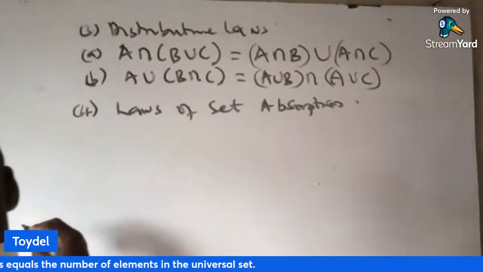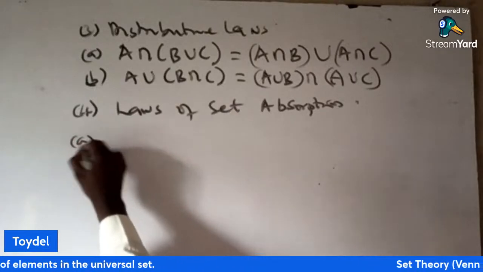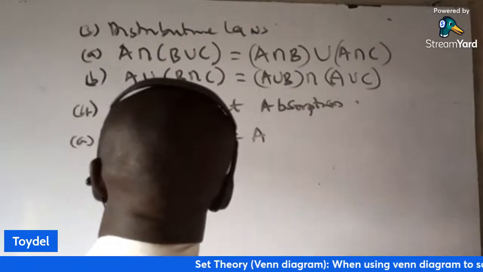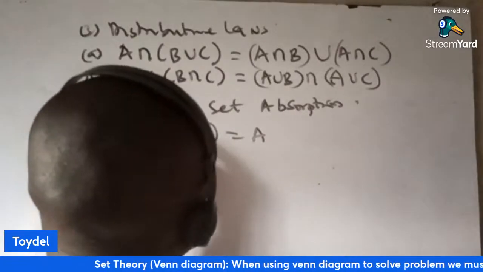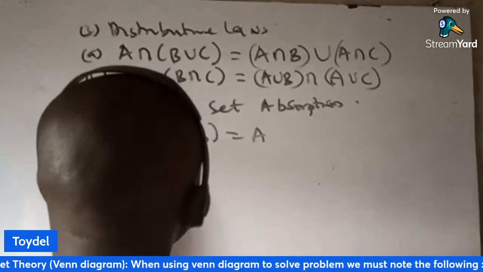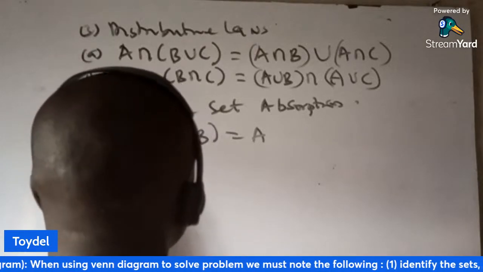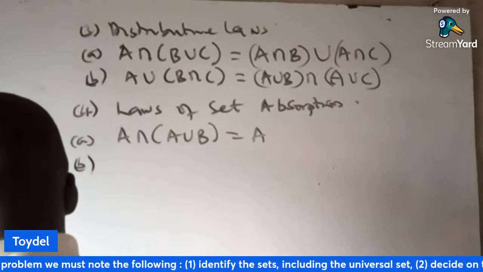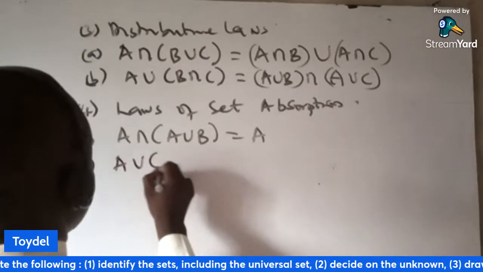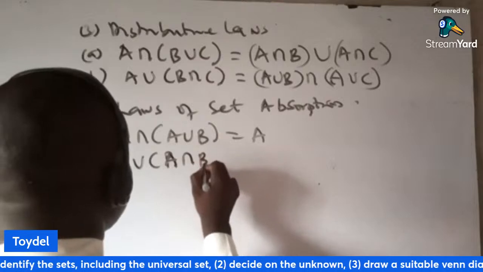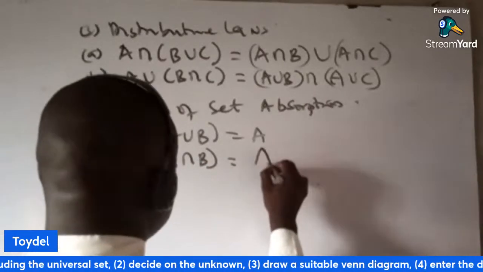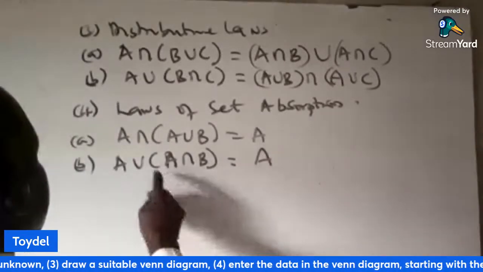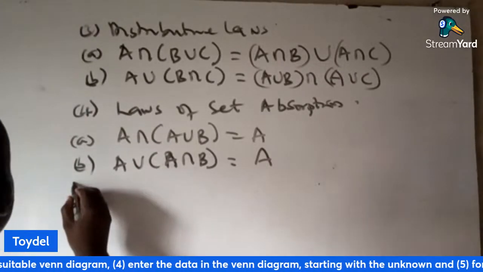So in this case now, the law of absorption: A intersection (A union B) is equal to A. That is, if you find two sets A and B, the union of the two sets A and B, when you relate it with A through the intersection, automatically we must get A, because intersection simply means "and". Then if you have A union (A intersection B), also in this case we are going to get A, because A intersection B is within A. Then A union A is going to give us A.